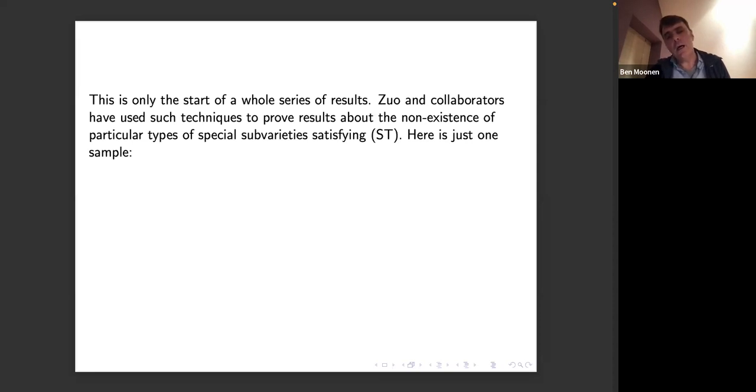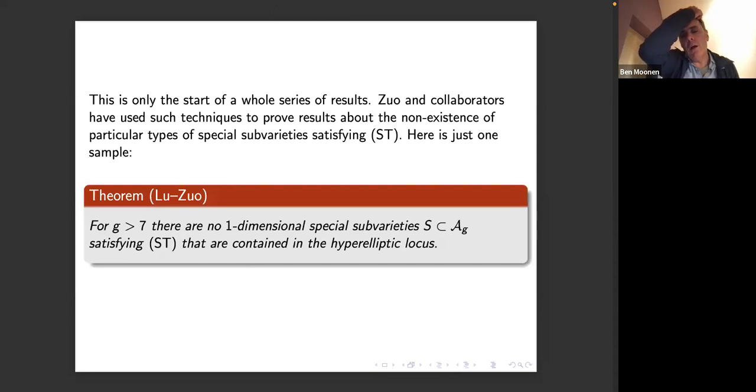And let me just give you one sample of something that they have been able to prove. This is a result by Lu and Zuo. For instance, they show that for g bigger than 7, that's exactly the bound we expect, you cannot have one-dimensional special subvarieties in the hyperelliptic locus. That's something they can control quite well with these techniques.